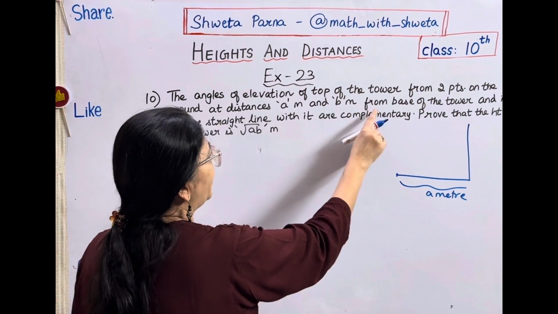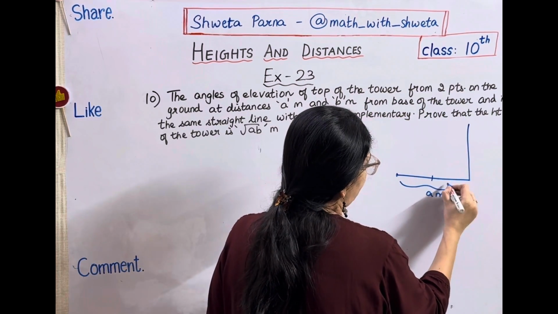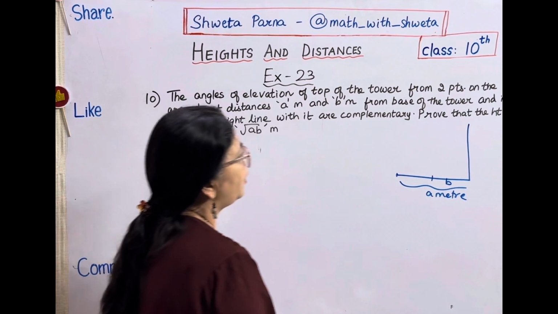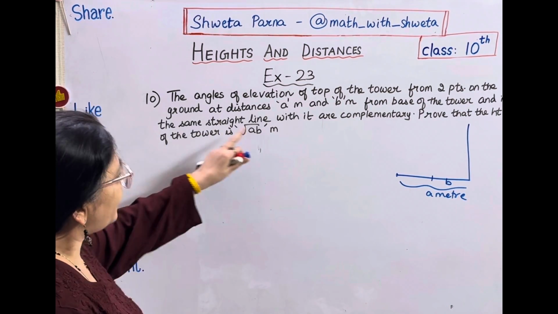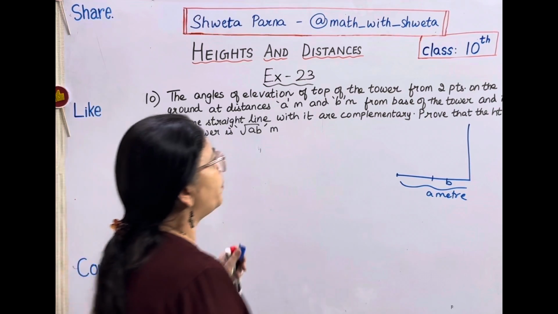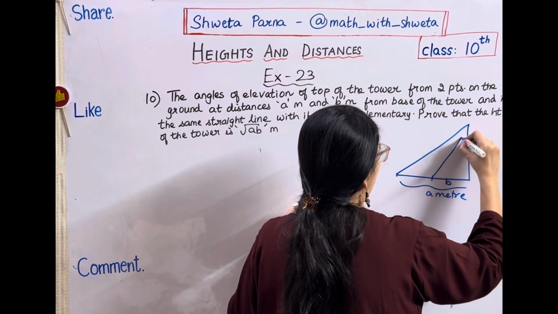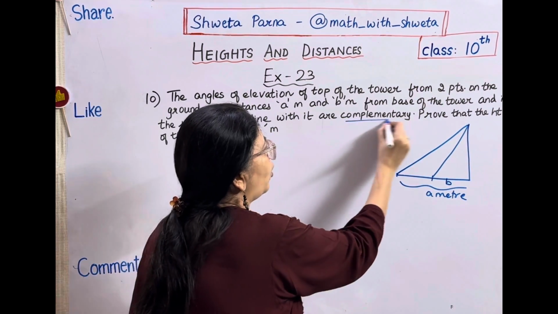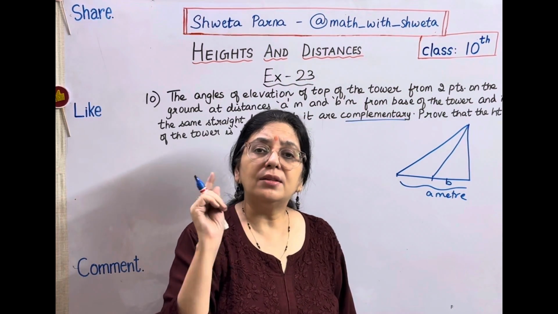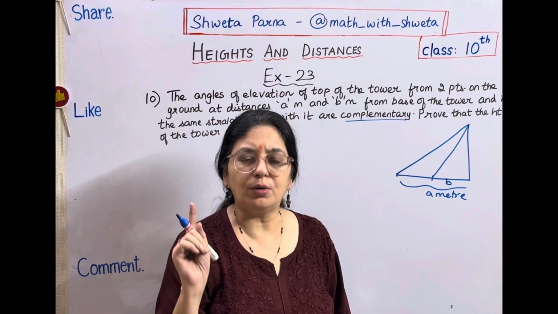B meter from the base of a tower, and this is B. And in the same straight line with it are complementary, so the angle of elevation. So this is the angle of elevation. Now first understand what you mean by complementary. Complementary means the sum of two angles should be equal to 90 degree.